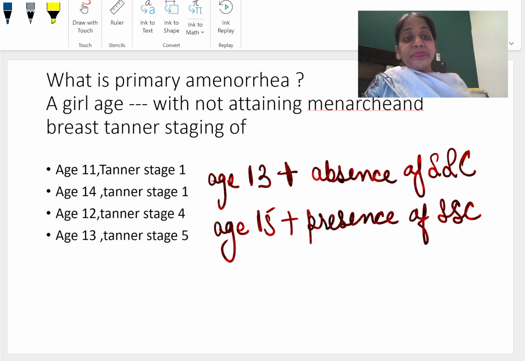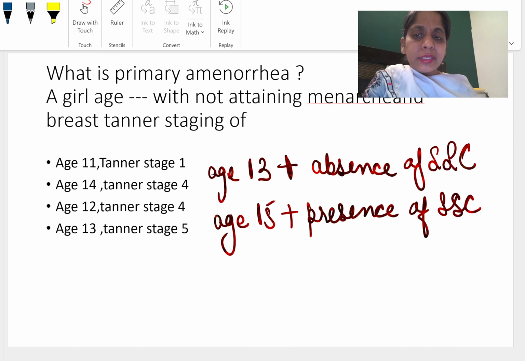Okay, so now here if you see, here it was 4. Yeah, it is a typing error. Here you can see that in option number 1, the age is 11 and Tanner stage 1, so you can say that secondary sexual characteristics haven't developed. When secondary sexual characteristics are absent, we take the age as 13. So this is not primary amenorrhea.